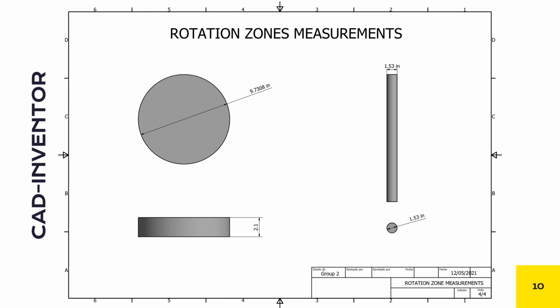Finally, the measurements of the rotation zones for both tanks are presented. During its creation, the recommendation of Lane and Koch was followed, in which it is recommended that the rotation zone of the impeller should be 2% greater than the diameter measurement.